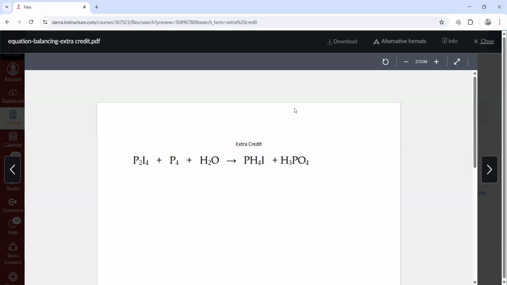Now the handout I gave you is the dry lab for today and tomorrow. It's on Canvas. In the Canvas files, at the top there's a search. Put in extra credit.